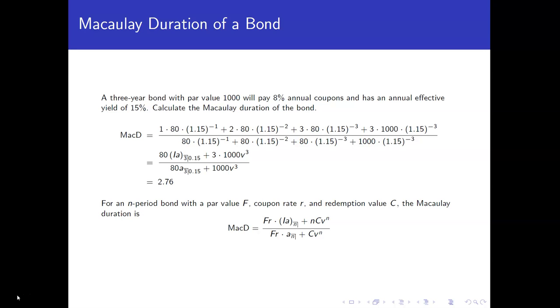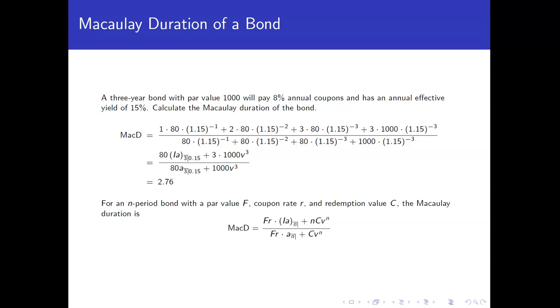duration of the bond. All right, so if we just go through the definition for our Macaulay duration, we have a cash flow of 80 at time 1, a cash flow of 80 at time 2, and a cash flow of 80 at time 3, corresponding to each of the annual coupons that we have. And then we also have that extra cash flow at time 3 of 1,000, because we get the redemption value of the bond at that time.